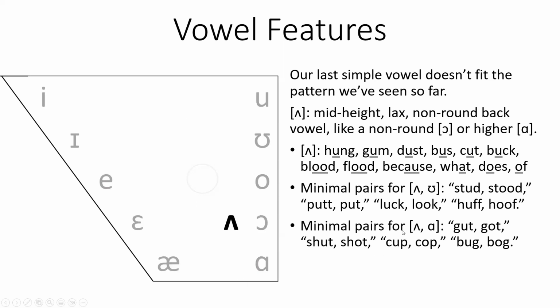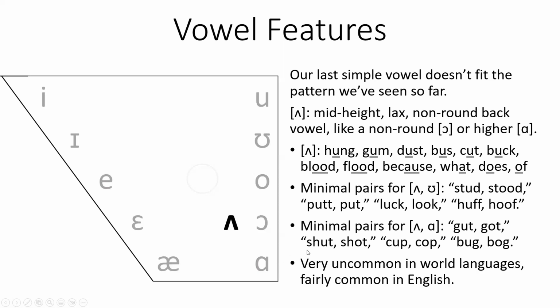For people who don't speak English, they need these minimal pairs because they sound so similar. So they need to practice gut, got, shut, shot, cup, cop, bug, bog. Because of English spelling, English speakers don't tend to have trouble with that distinction, even though, as you can see, it's a little bit closer to that one. So again, very uncommon in world languages, very common in English.